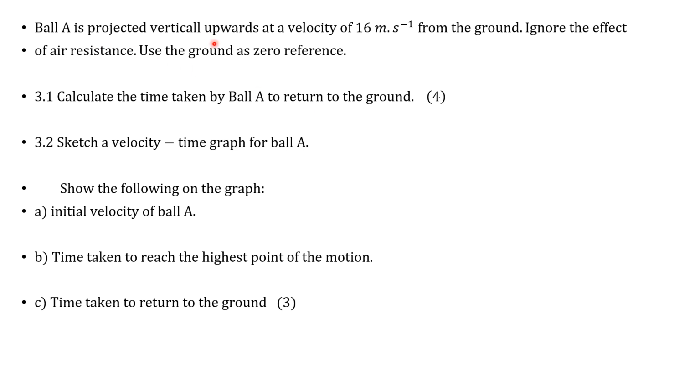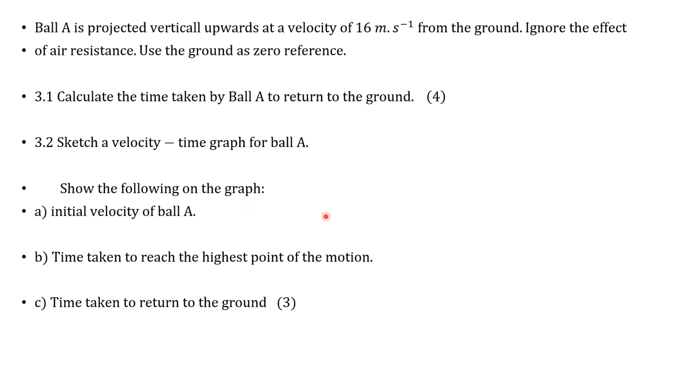Ball A is projected vertically upwards at a velocity of 16 meters per second from the ground. Ignore the effects of air resistance, use the ground as zero reference. So we're starting from the ground and we come back to the ground. 3.1, calculate the time taken by ball A to return to the ground, 4 marks. 3.2, sketch a velocity time graph for ball A. Show the following on the graph: initial velocity of ball A, time taken to reach the highest point of the motion, and the time taken to return to the ground.